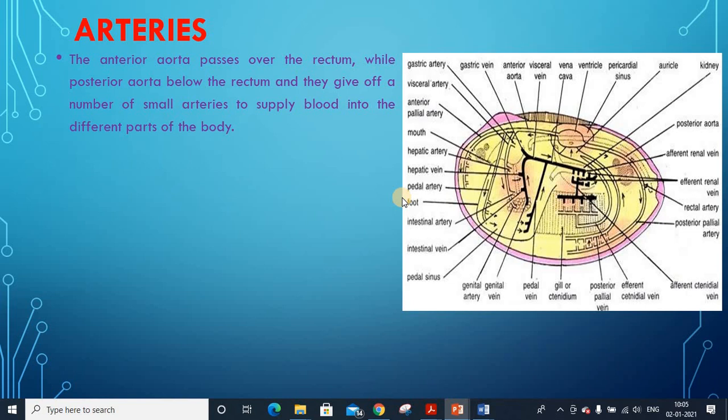Next is the pedal artery, which arises from the anterior aorta and supplies blood to the foot. And the third branch arising from the anterior aorta is the visceral artery. Here you can see the visceral artery, which gives off a gastric artery to the stomach, a hepatic artery to the liver or digestive gland, an intestinal artery to the intestine, and a gonadal artery to the gonad part.